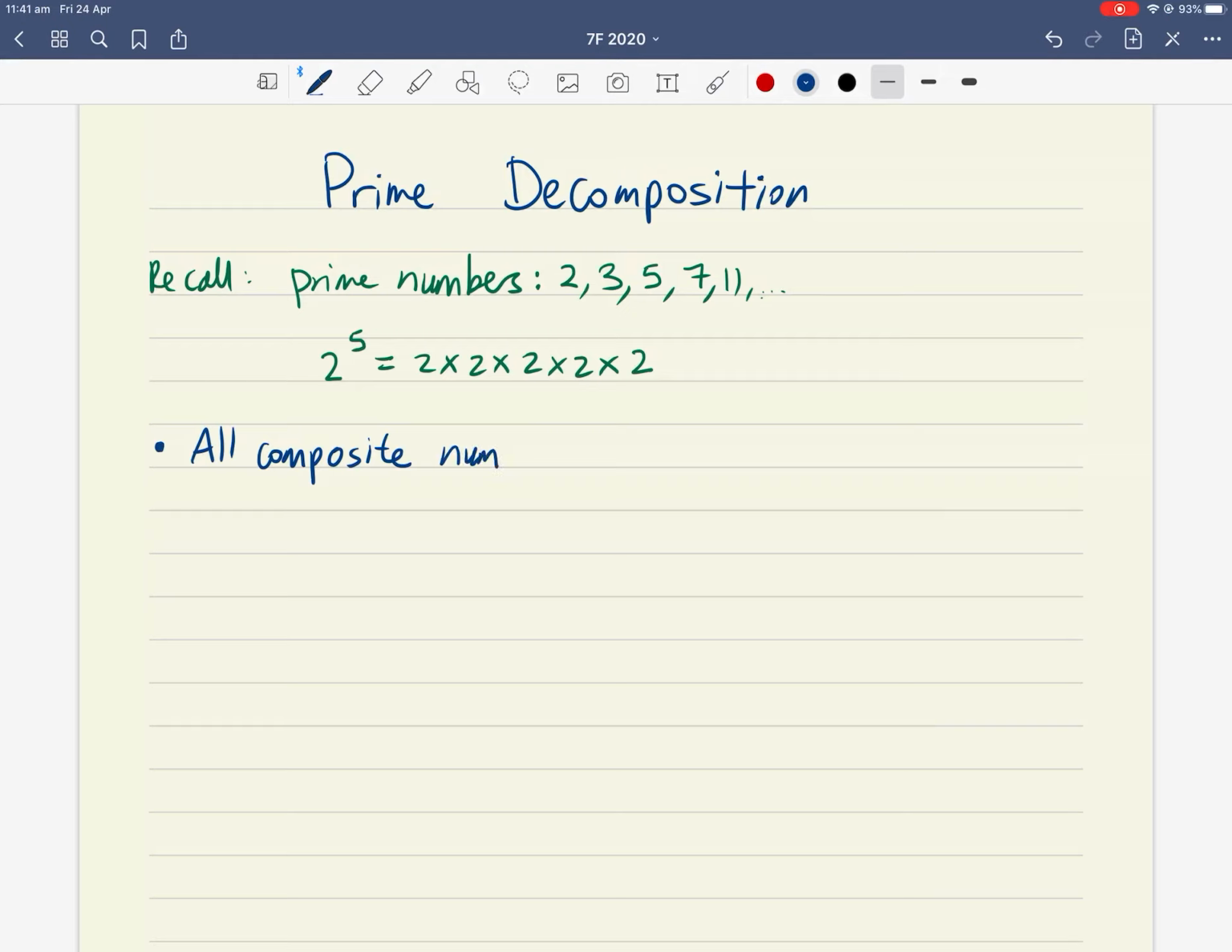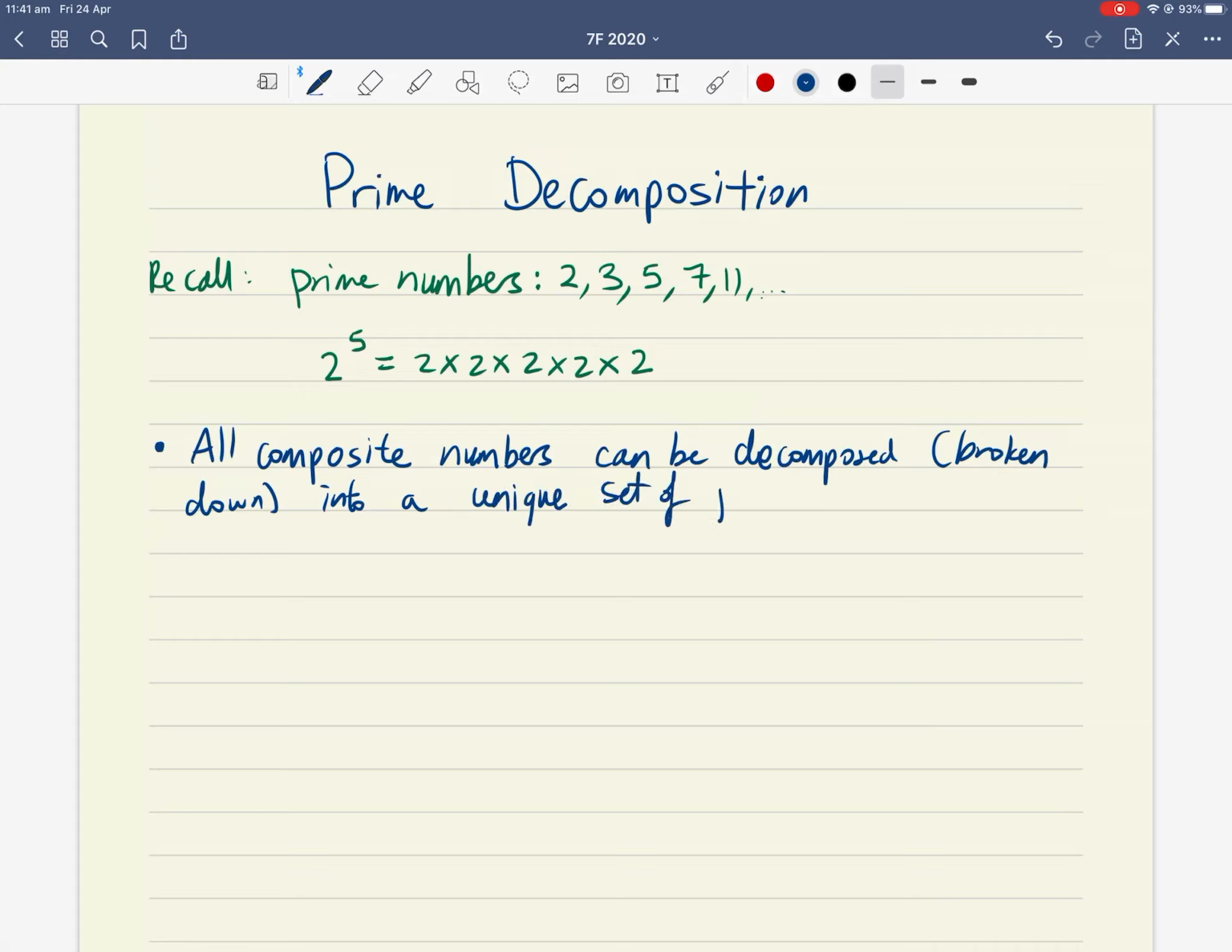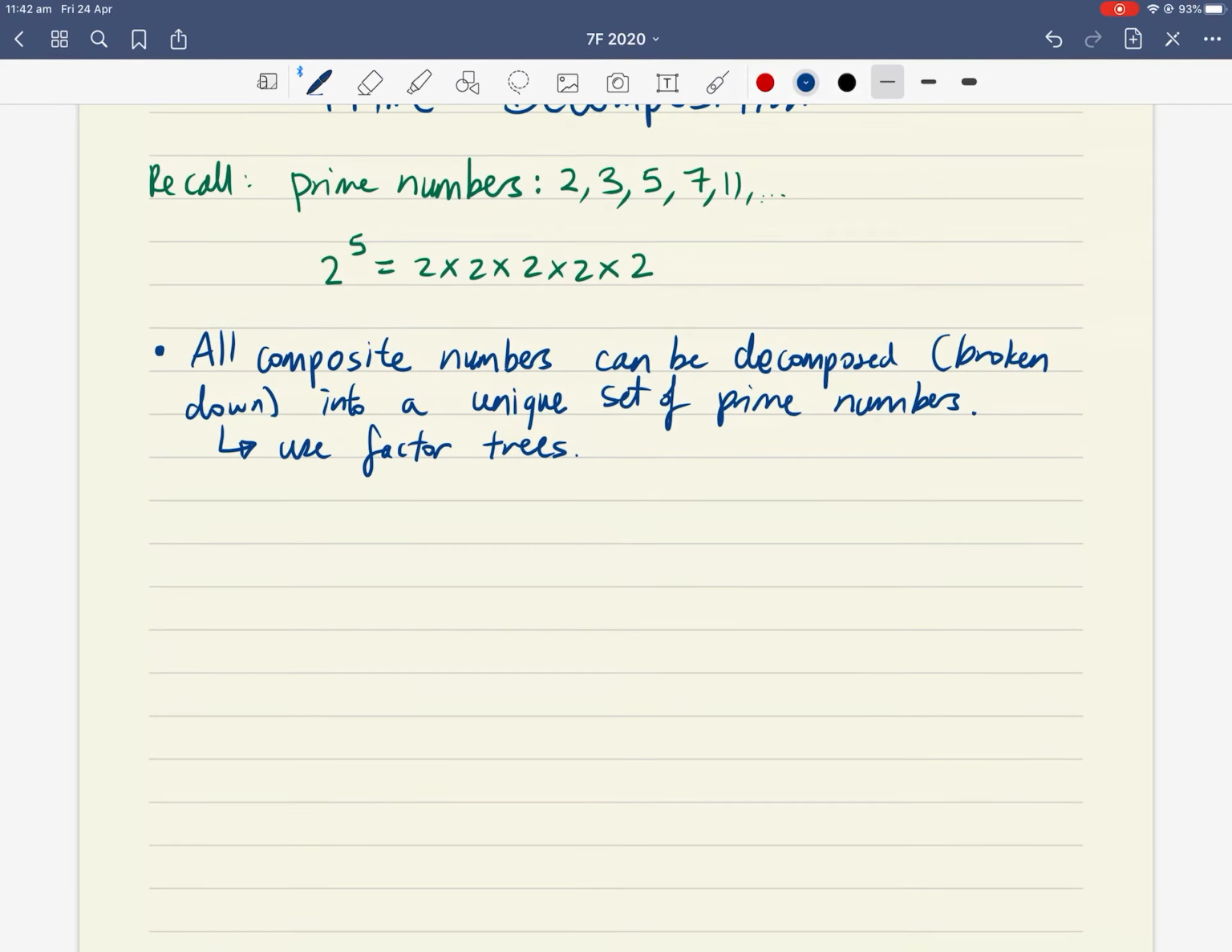So composite numbers can be decomposed, or in other words, broken down into a unique, so a special set of prime numbers. And we use this technique called a factor tree. So use factor trees to get these special answers.